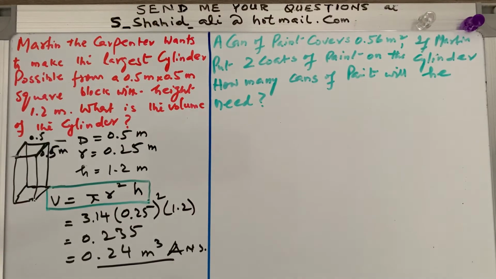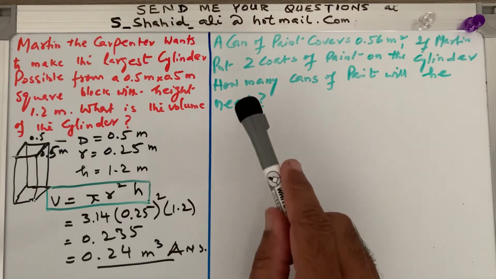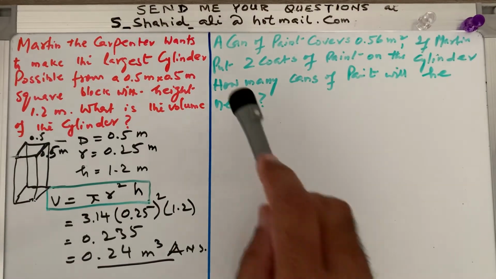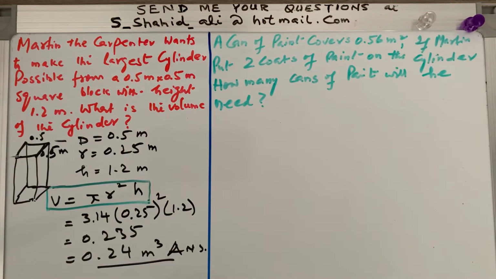Now the second question is written as: a can of paint covers 0.56 meters square. If Martin puts 2 coats of paint on this cylinder, the cylinder which he has made from the log of wood, from the wood block, right? So he wants to put 2 coats on the cylinder. How many cans of paint will he need, right?